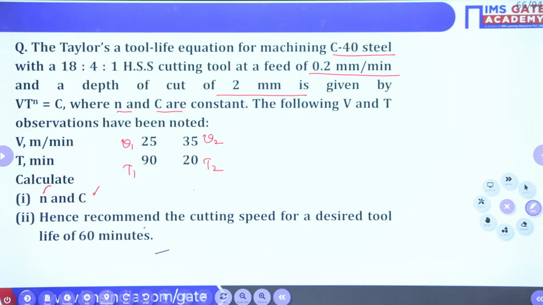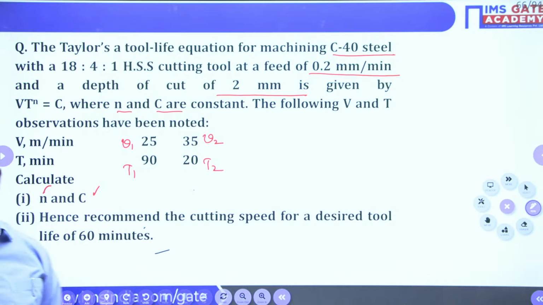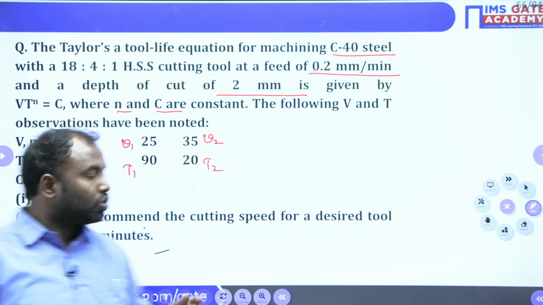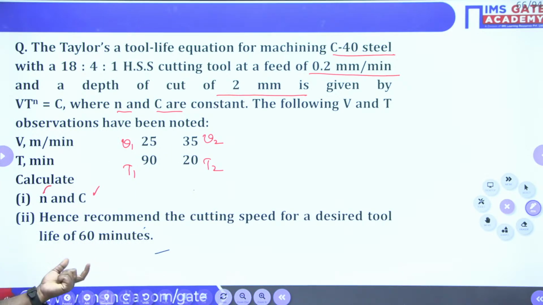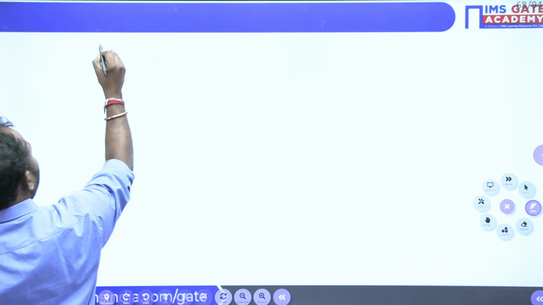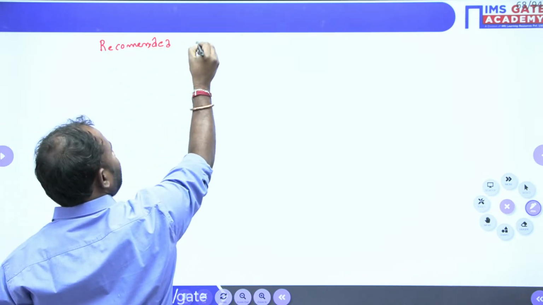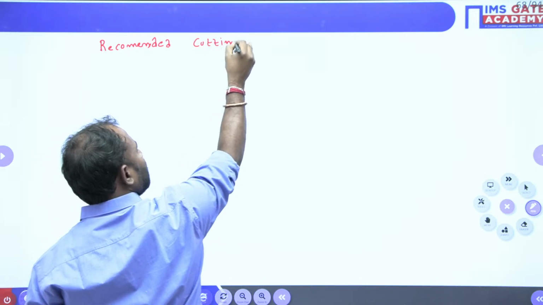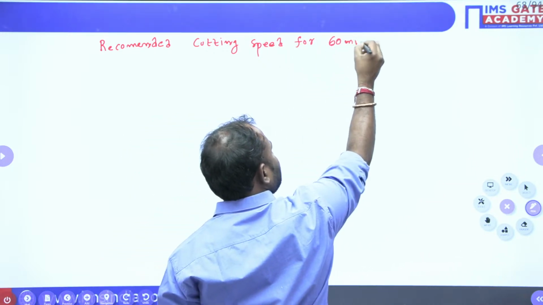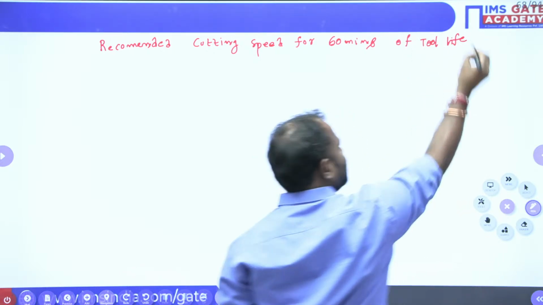Now, what is the next question? They ask for the recommended cutting speed for a desired tool life of 60 minutes. What cutting speed is required for a tool life of 60 minutes? Now let me write that: recommended cutting speed for 60 minutes of tool life.